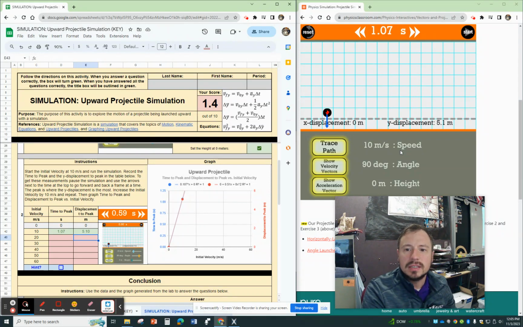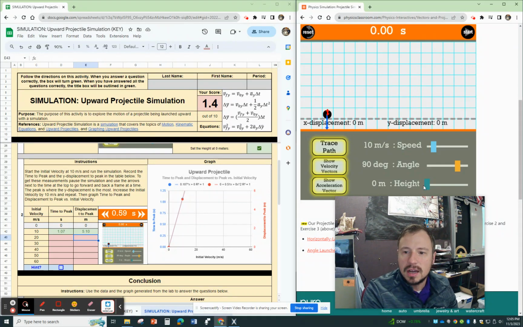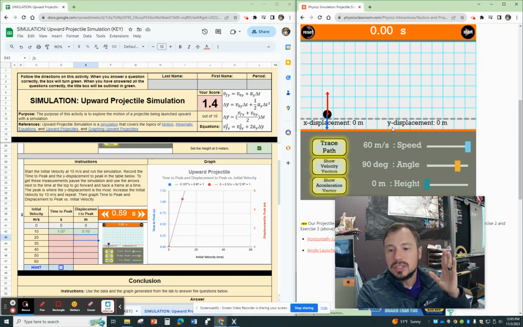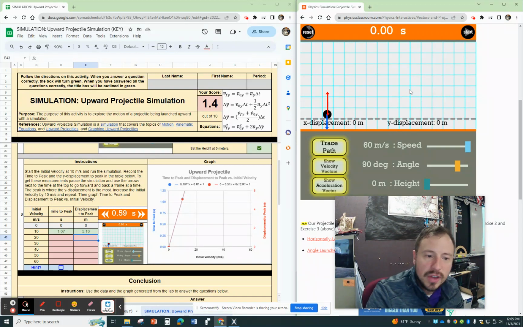Now I'm going to scroll down and do the last one just so we can see what it looks like. I'm going to hit reset, and I have to, oh, nope, that's the height. That was my fault. I want to increase that speed all the way up to 60. We're going to launch this straight up, and it's real easy to see those vectors when it launches straight up and comes back down.